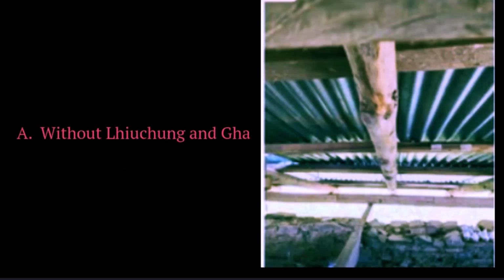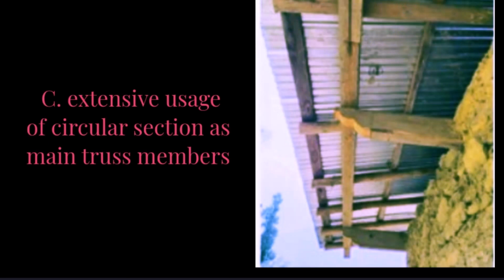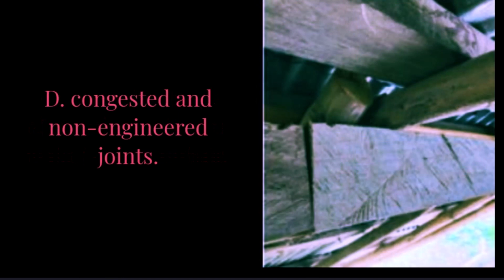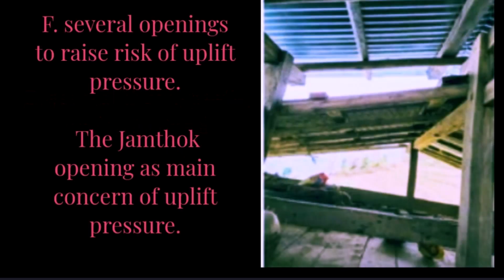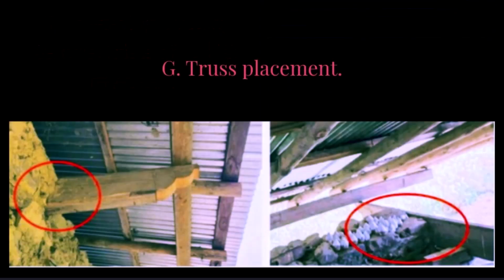A. Without liachung and ga. B. Dingri resting on wall. C. Extensive usage of circular sections as main truss members. D. Congested and non-engineered joints. E. Several short purlins not joined properly. F. Several openings, which raise the risk of uplift pressure. The Jamthok opening is the main concern for uplift pressure. G. Truss placement.